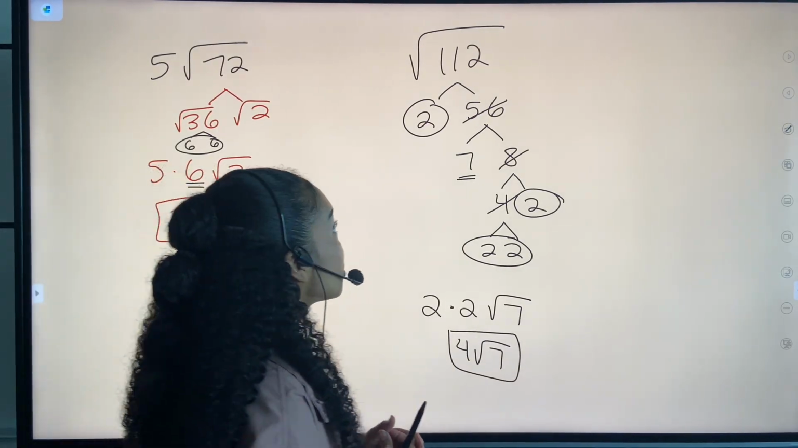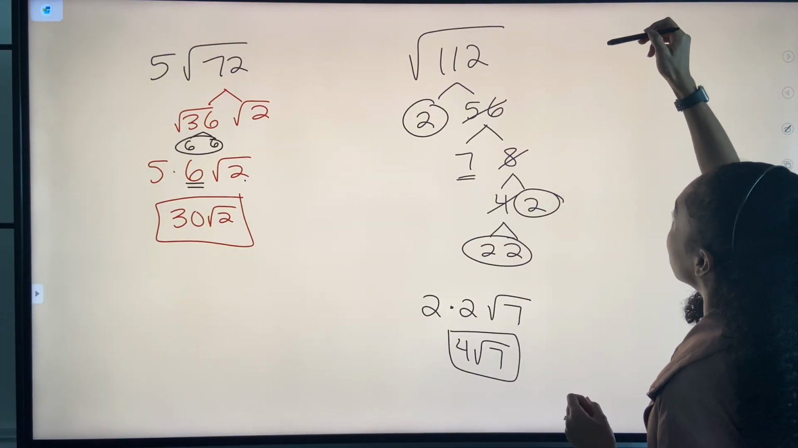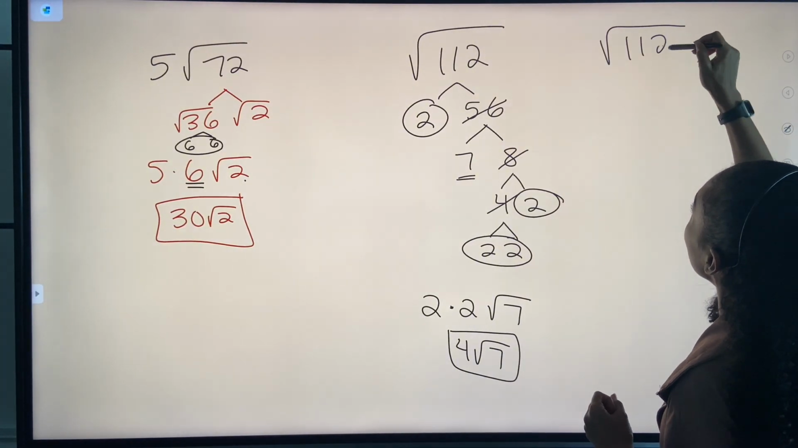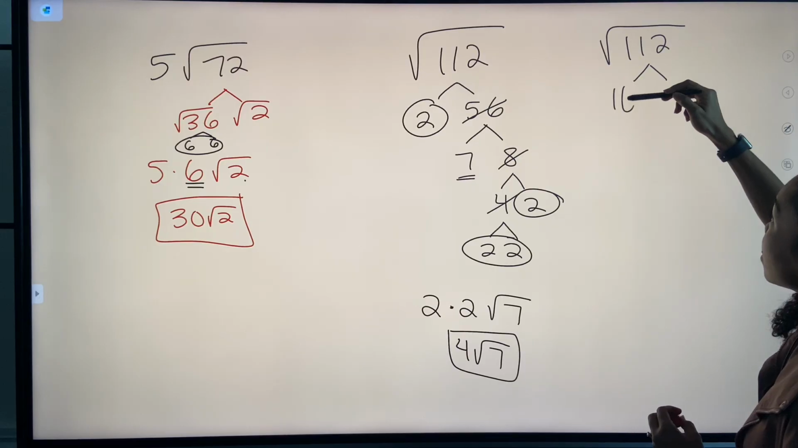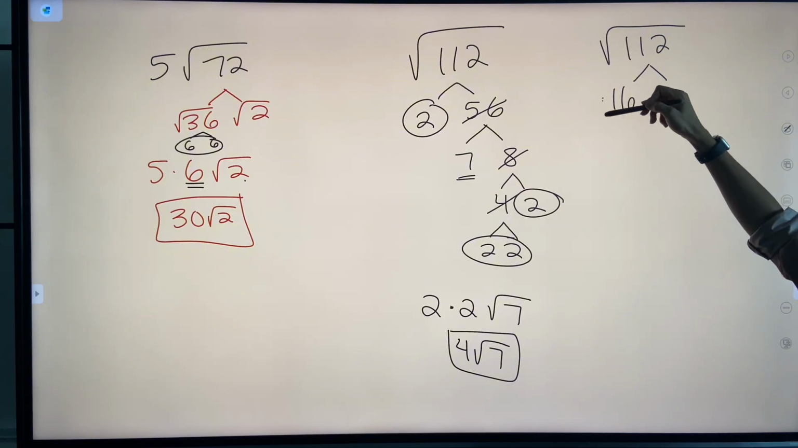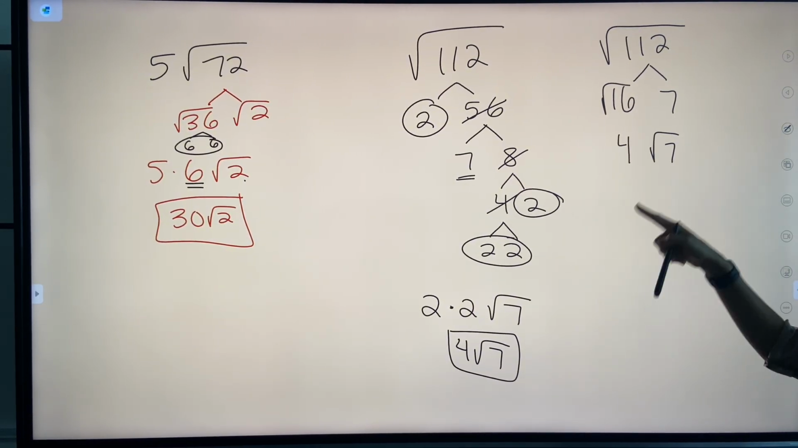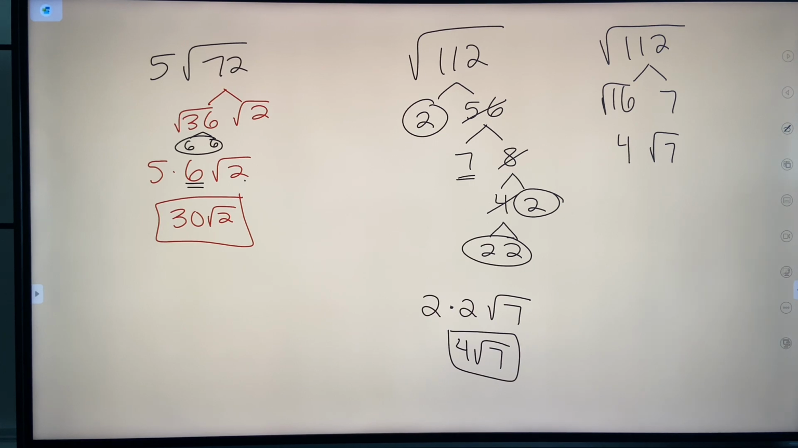So what you could have also done, you could have seen 112 can be broken down into 16 times 7. 16 times 7 is also 112, and the square root of 16 is 4, and that just stays there. So those are the 2 ways.